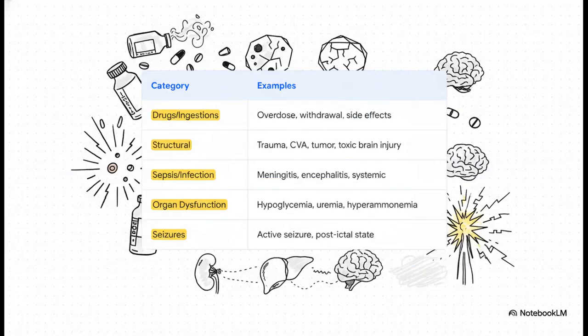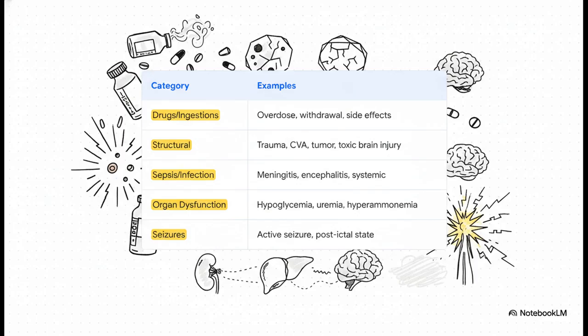And this just shows you the breadth within each category. Drugs could be an overdose, but it could also be withdrawal or a medication side effect. Structural lesions include things like trauma, strokes, or tumors. Sepsis can be from a UTI or pneumonia, or a direct brain infection like meningitis.